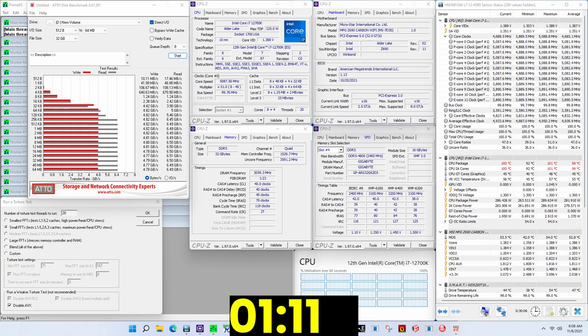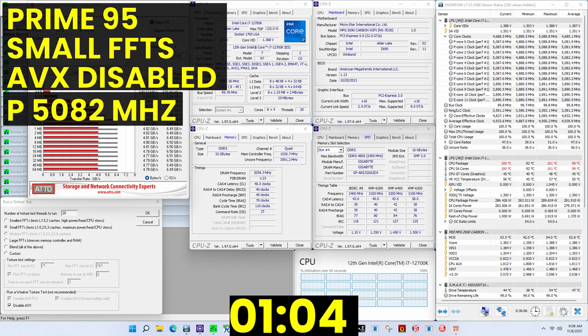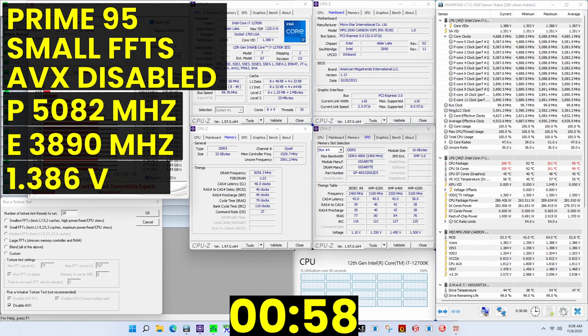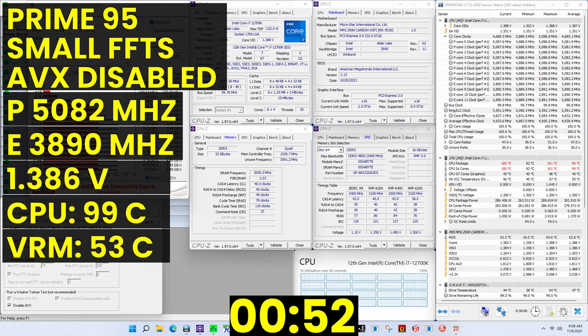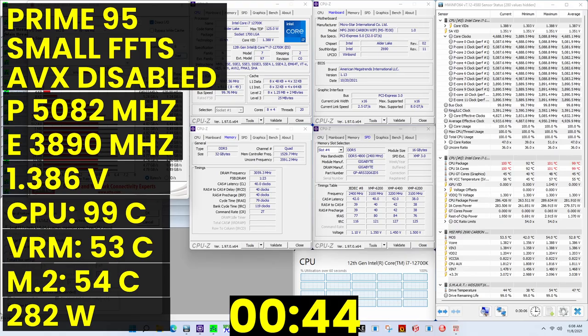The average CPU package power is 286 watts. When running Prime95 small FFTs with AVX disabled, the average CPU P-Core clock is 5082 MHz, and the average CPU E-Core clock is 3890 MHz with 1.386 volts. The average CPU temperature is 99 degrees Celsius, the average VRM temperature is 53 degrees Celsius, and the maximum M.2 temperature is 54 degrees Celsius. The average CPU package power is 282 watts.